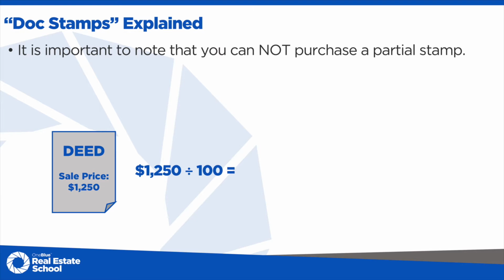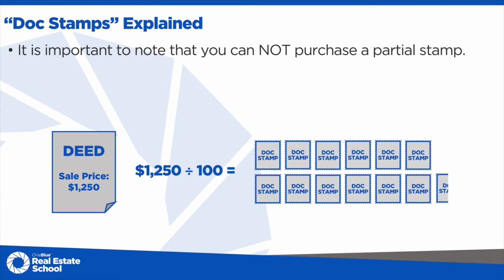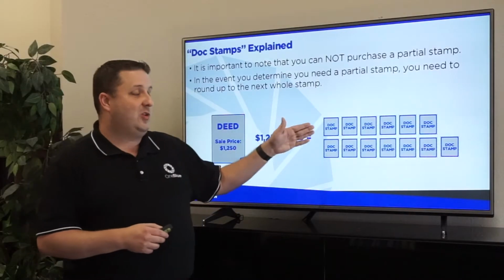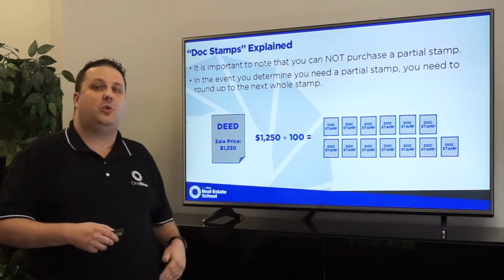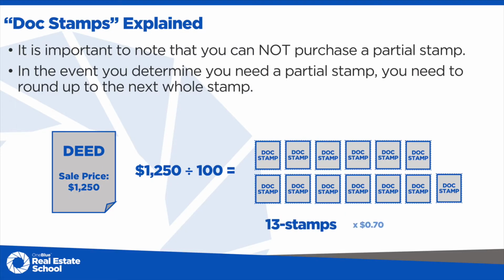When we divide that by 100, well, we're left with a problem. We need 12 and a half stamps. Unfortunately, we can't have half a stamp. So in that case, we have to buy a whole new stamp because we always need full stamps. Even if it's 0.1, if it comes back that you need 12.1 stamps, you would need to go ahead and get a full additional stamp. In this case, 13 stamps times that 0.7 would give us $9.10.